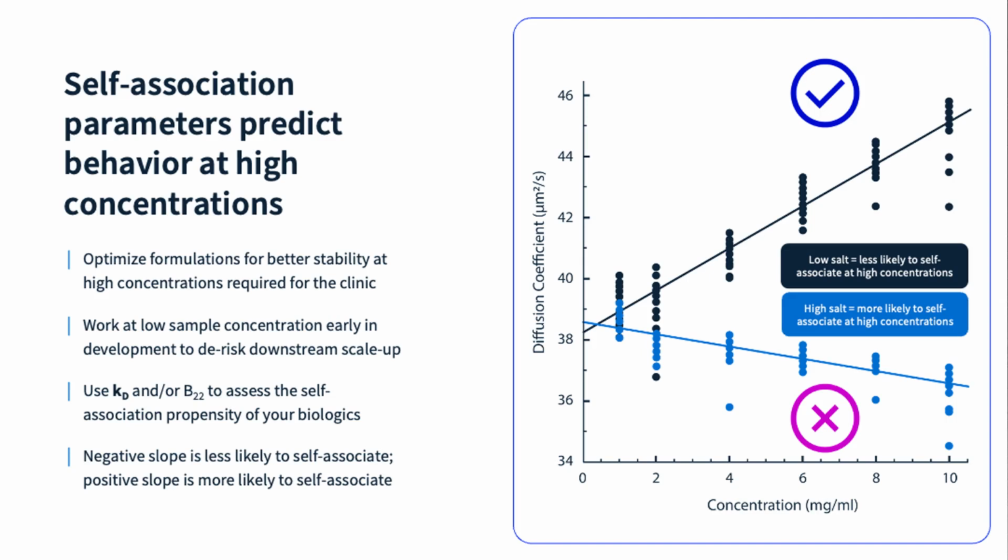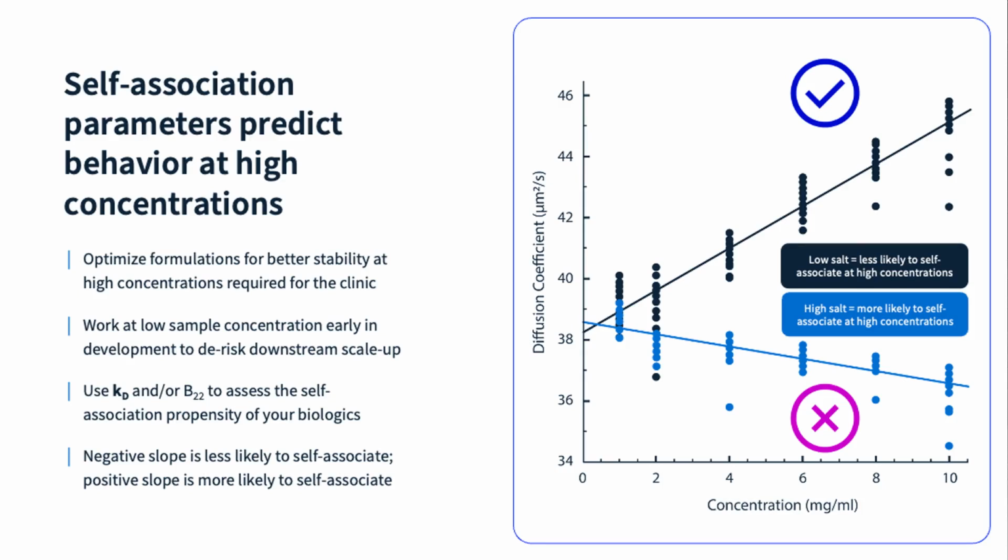So in early stages, we know you may be working with low concentration or low volume sample preps. So self-association studies are really useful for predicting how your ADCs will act at higher concentrations. This helps you to optimize your formulations for better stability at high concentrations, and also helps you to identify optimal candidates or buffers earlier in development and de-risk downstream cleanup.